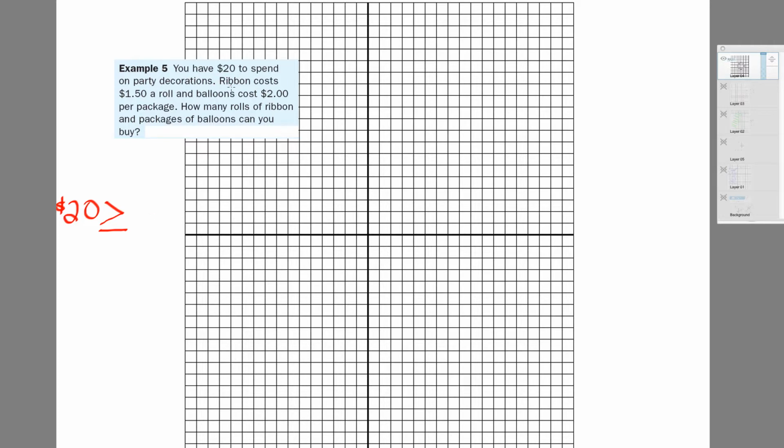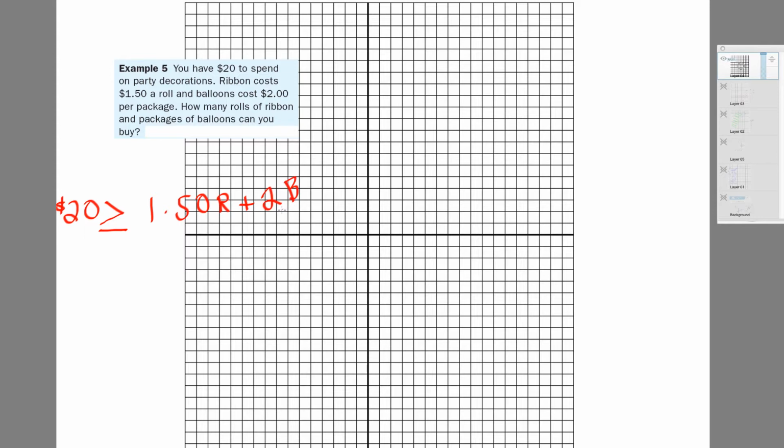Well, I have an X value for those. Or excuse me, I have a rate value. It's $1.50 a roll for the ribbons. So that's 1.5 times the number of ribbons that I have, plus for balloons, it's $2 per package. And so that's $2, and I'll use B for balloon packages. So how many rolls of ribbons and packages of balloons can I buy?